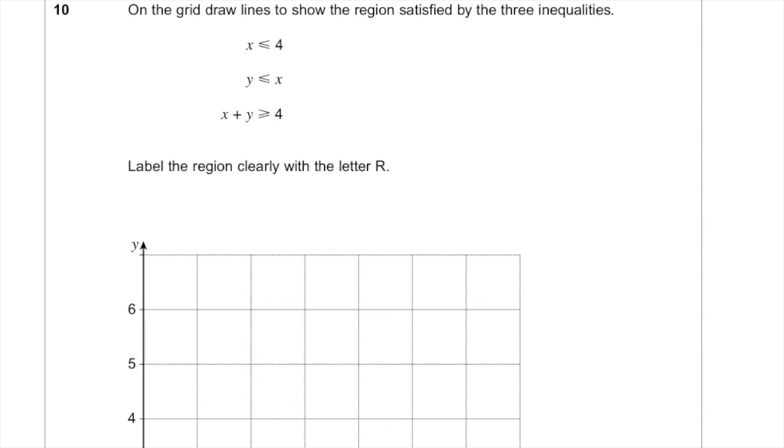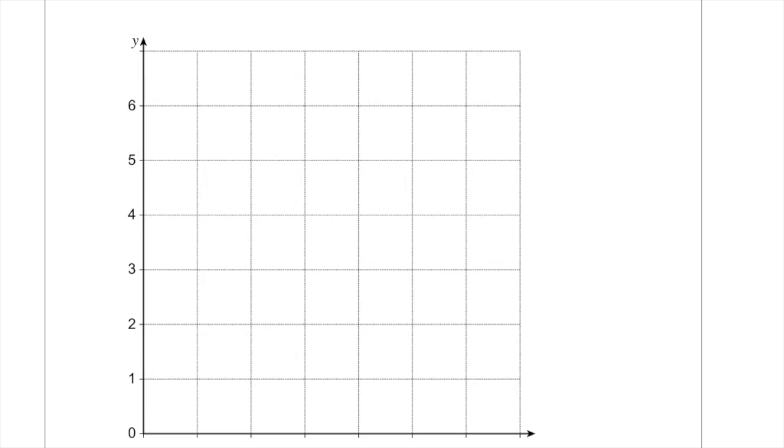Question 10. On the grid, draw lines to show the region satisfied by the 3 inequalities given below. Now, the first inequality is x is less than or equal to 4. What we're going to do is draw the line x equals 4 onto our diagram. And here it is, x equals 4. Notice the inequality was a less than or equal to inequality, so we need to make sure we use a solid line and not a broken line.